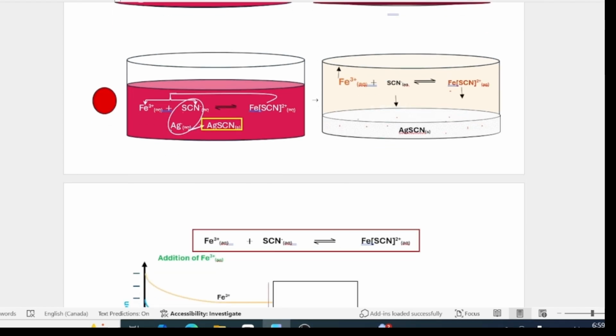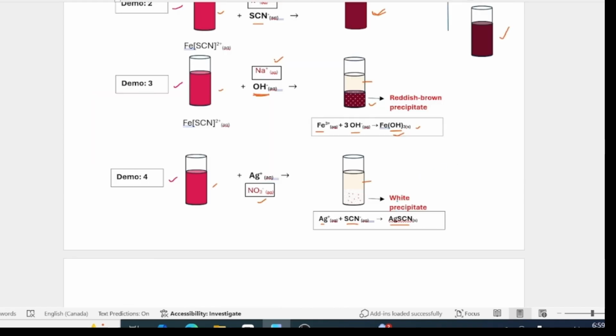Finally, silver nitrate was added to the equilibrium mixture, and that is depicted in this figure here. Again, the nitrate ions are not effectively involved in any reaction. The observations that were made are 1. the lightening up of the color, and 2. the formation of a white precipitate of silver thiocyanate. And this equation shows how silver ions react with thiocyanate ions to form silver thiocyanate.